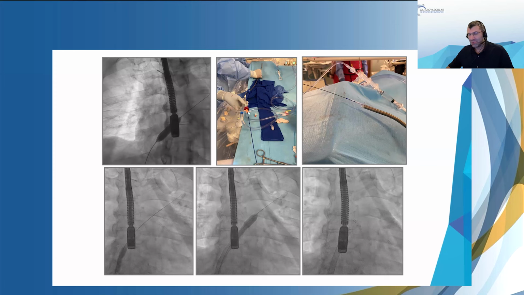Yeah, so this is an example. We just put a 7 French sheath at the sidearm and then over the wire put the 12 French balloon, extrude it through the distal end of the cannula and then inflate it and then push it across, just like the radial artery. Yeah.